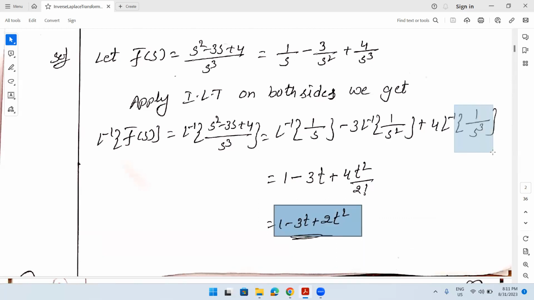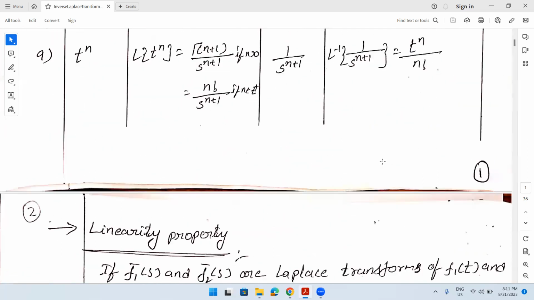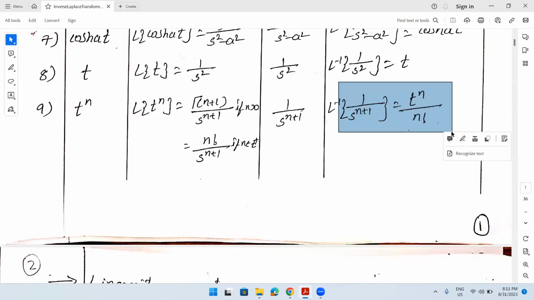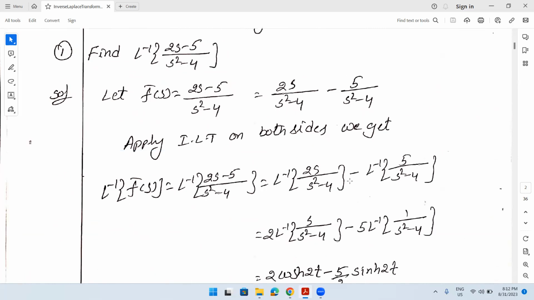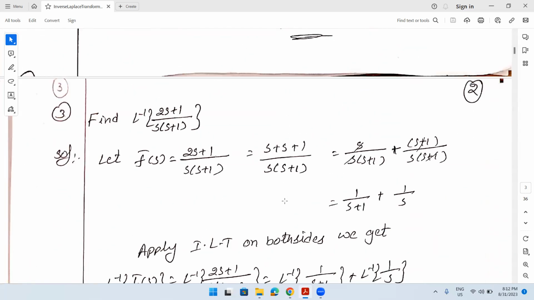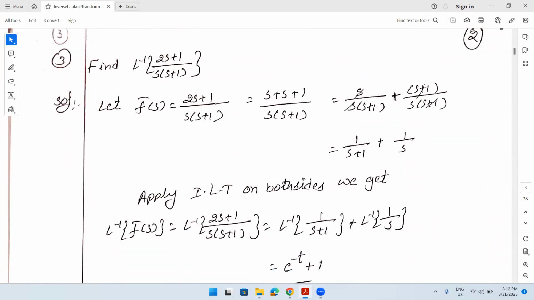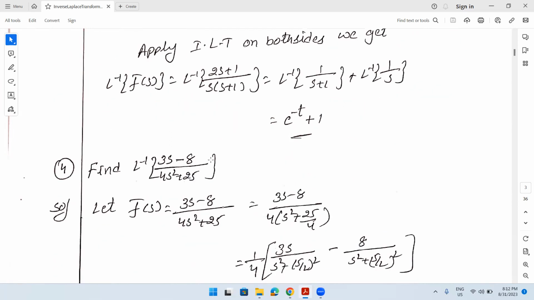1 by s power (n plus 1) gives t power n by n factorial. Here s cube, and 3 is nothing but 2 plus 1, so t power 2 by 2 factorial. Like this we get it. So these are basic problems, where we require only the direct formula.